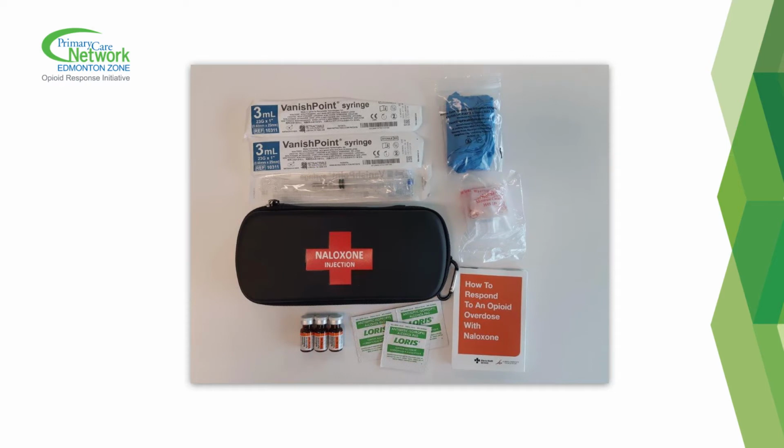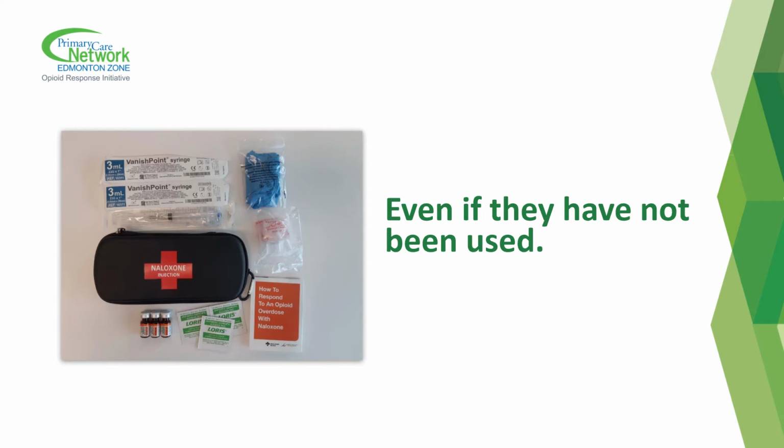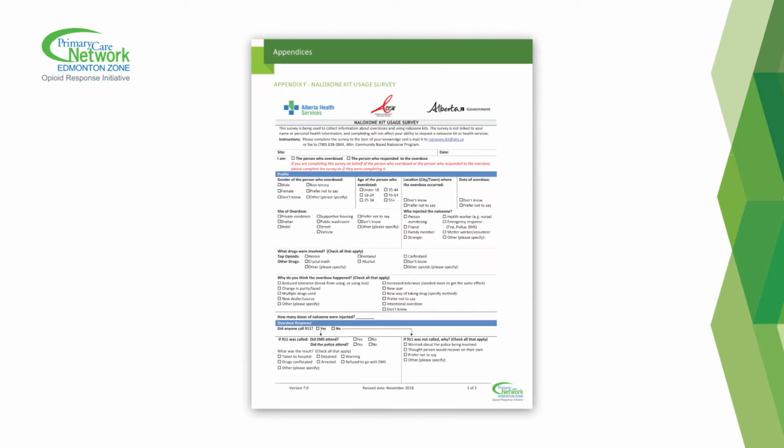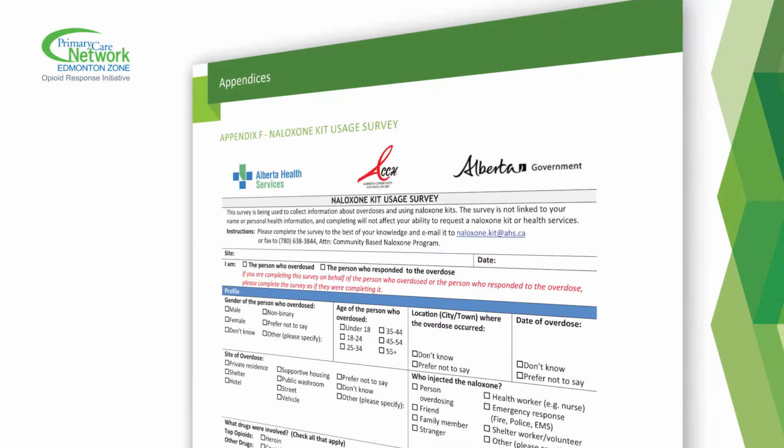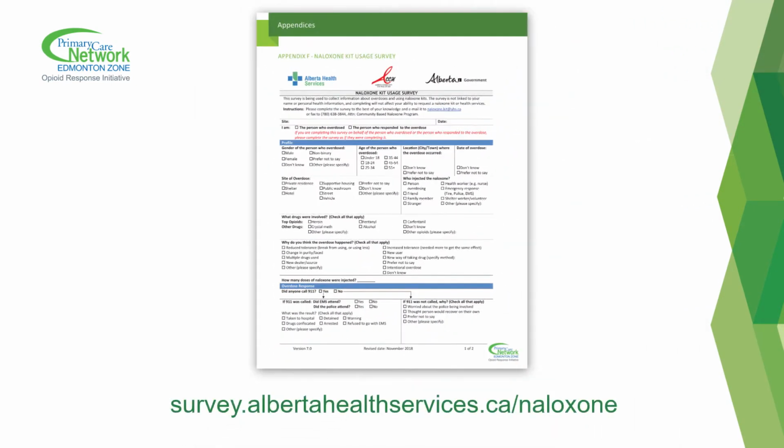Regardless of a patient's situation, ask if they have received a Naloxone kit in the past. If they have, encourage them to check the expiry date, as kits need to be replaced after 2 years, even if they've not been used. Additionally, if the patient has previously received a Naloxone kit and it was used to respond to an overdose event, assist them to complete the Alberta Health Services Naloxone Kit Usage Survey, which is provided in the toolkit.